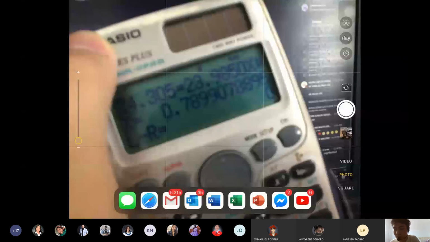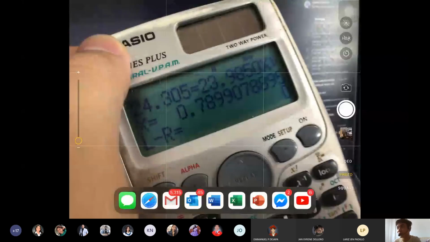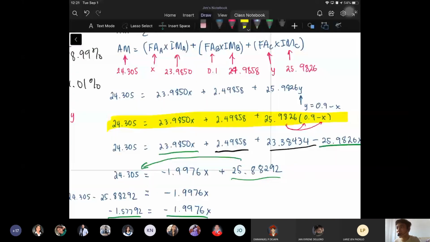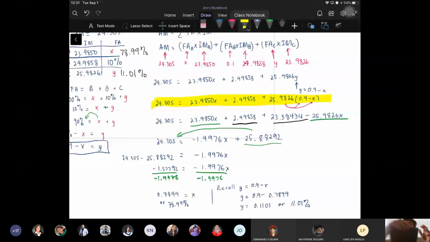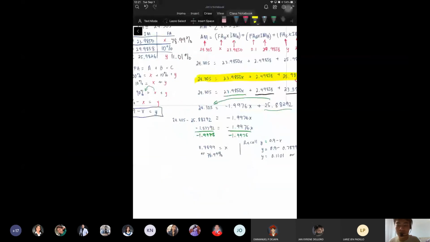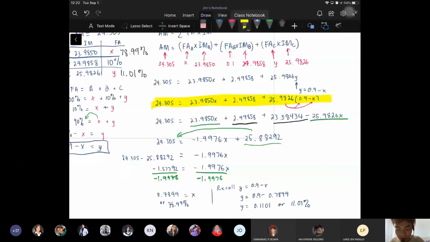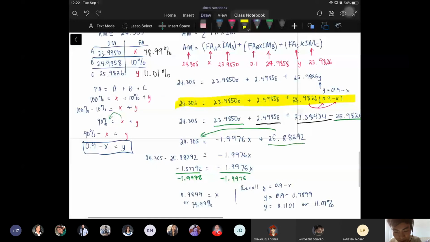Sir, paano kapag walang shift solve? Magma-manual kayo. Ayan. So yan, that's the shortcut, no? You can apply shift solve to any questions as long as isang variable yung nawawala. Yan. So that's the shortcut. Okay.